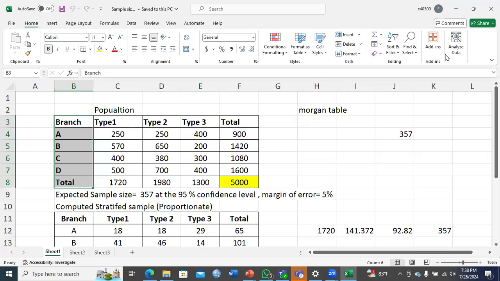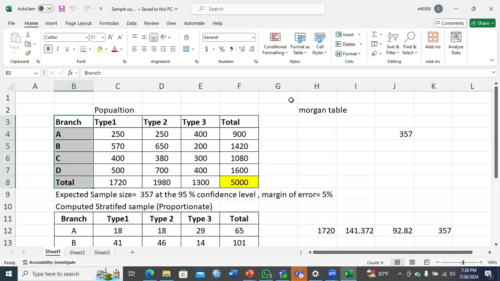Actually, these are hypothetical data. In your company, if you have different branches, A, B, C, D, and also the population job category type 1, 2, 3, then when you are selecting the respondents for your study, you should proportionately select all of the respondents from each department, the branch and the job category.